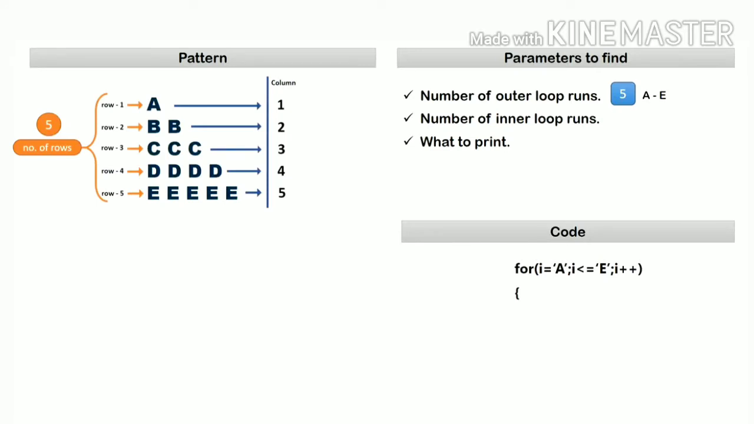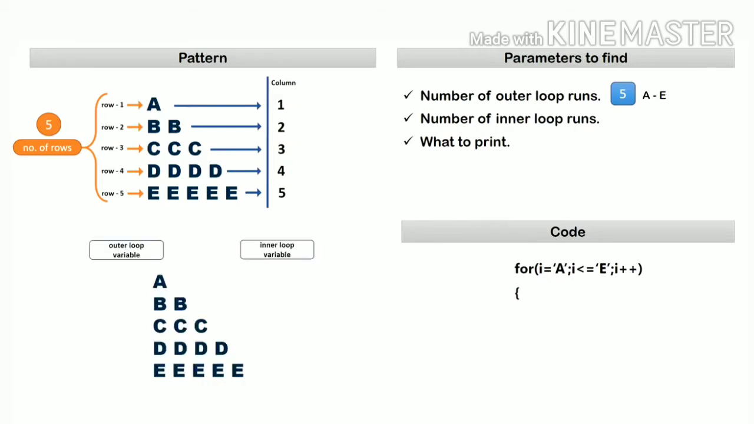In the first row the printing will be 1. In the second row the printing of column will be 2 times. In the third row the printing of column 3 times. Fourth row the printing of column 4 times, and the fifth row printing of column 5 times. That means we can say that our outer loop is related to the inner loop.